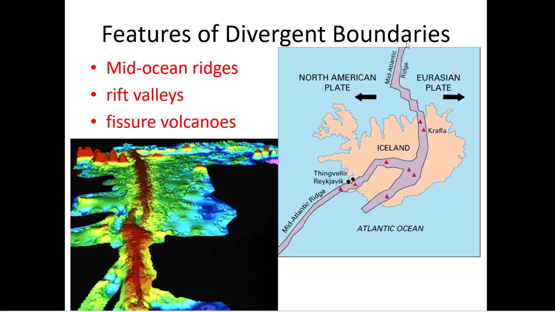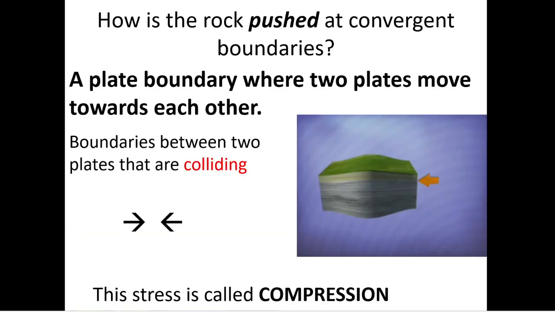And so features of divergent boundaries are that we get mid-ocean ridges, we get rift valleys, and then like I just said, we get those fissure volcanoes, that was one of the things that could have happened at the rock pocket mouse, okay? So how is a rock pushed at a convergent boundary?